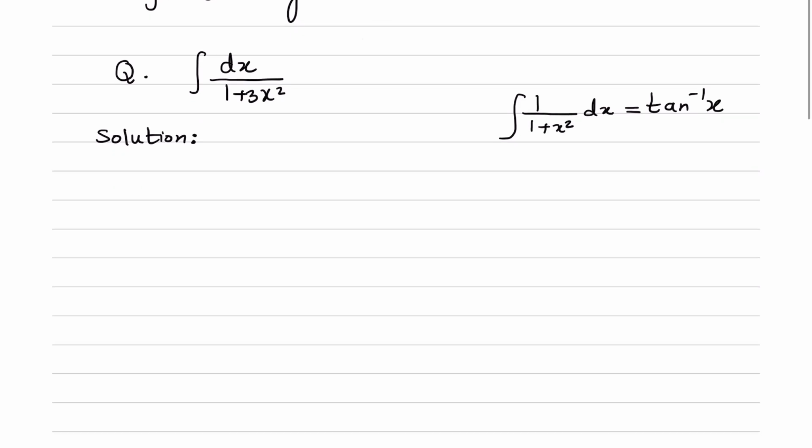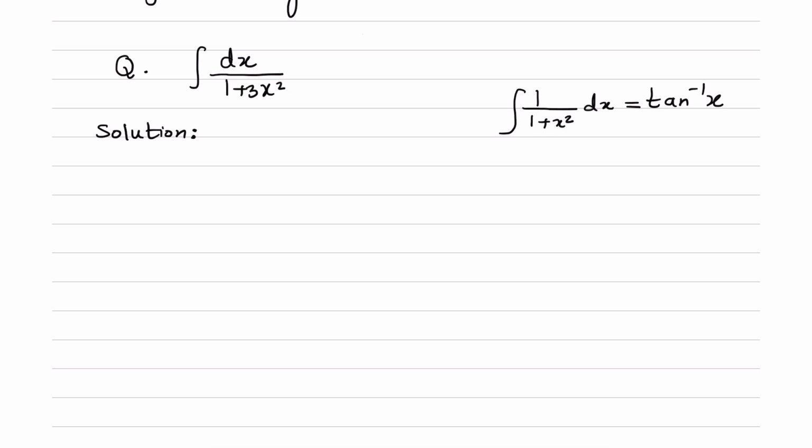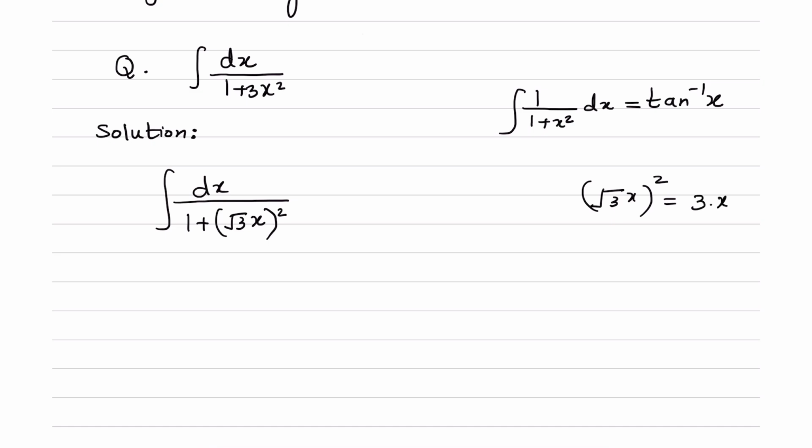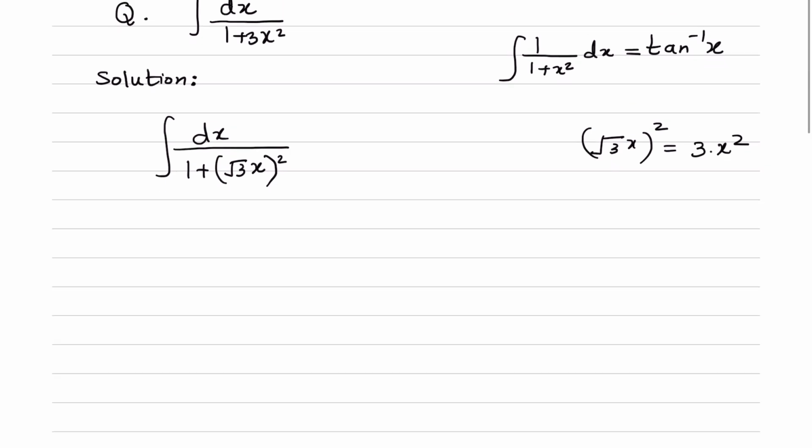But here in our question we have 1 plus 3x square. So we will try to put this 1 plus 3x square in a form like 1 plus x square. So we will write it as dx over 1 plus, we can write 3 as square root 3 x and whole square. When we open square root 3x whole square, we will see that square root 3 square is 3 and x square is x square. So it becomes just like before, 3x square. But putting it in this form helps us to make the substitution.